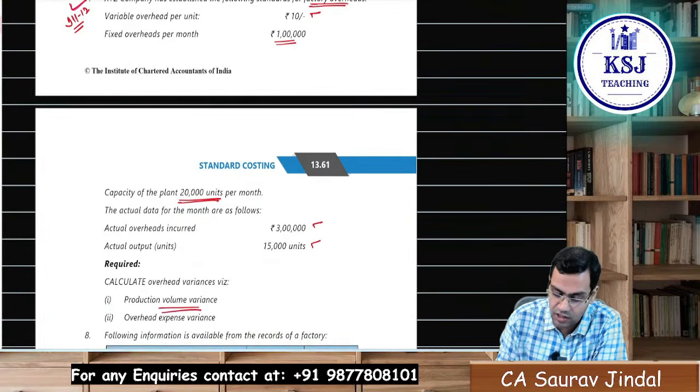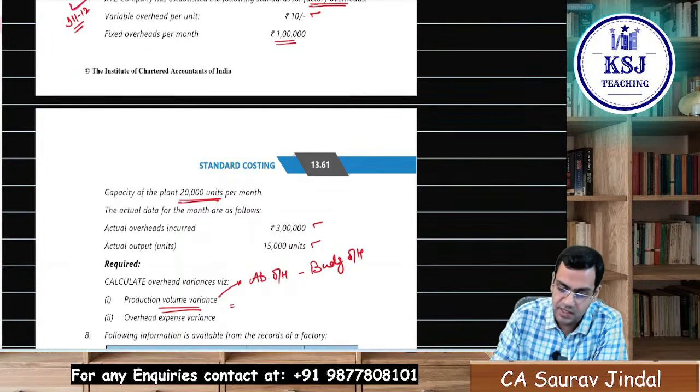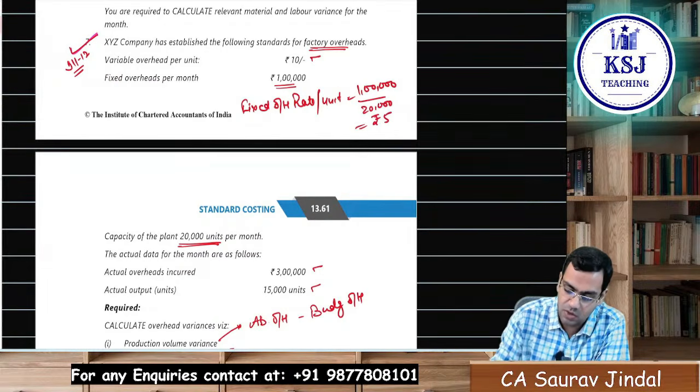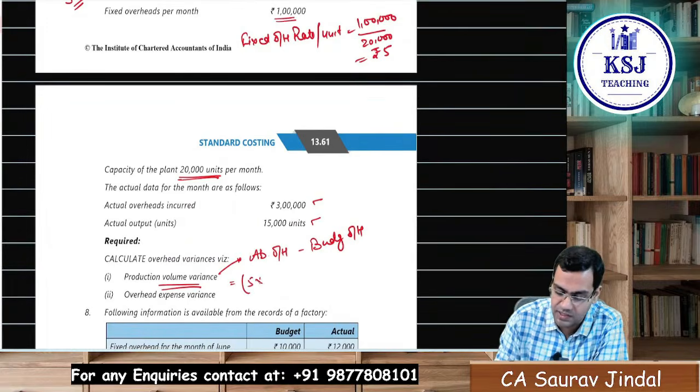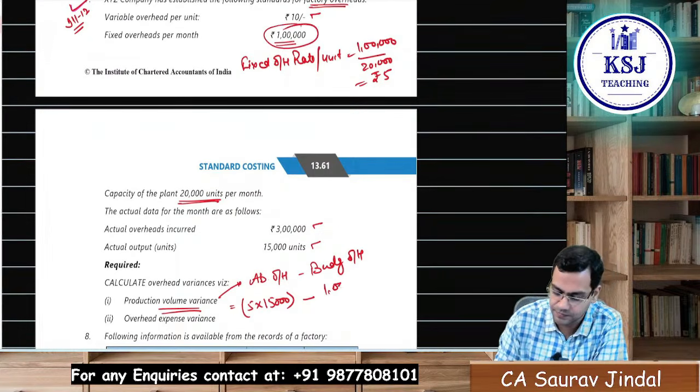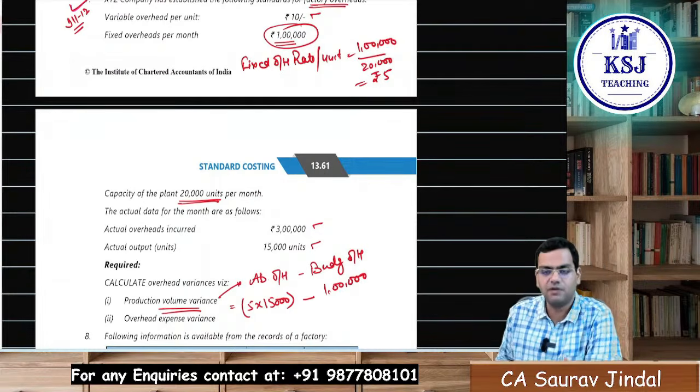Production volume variance. What is volume variance? Absorbed overheads minus the budgeted overheads. So what is the absorbed overhead? The fixed overhead rate per unit you will have to calculate. Standard rate is 1 lakh divided by 20,000 units, that will be 5 rupees. So the absorbed overhead is 5 rupees multiplied by the actual output of 15,000, minus the budgeted overheads, that is 1 lakh. This will be the volume variance.